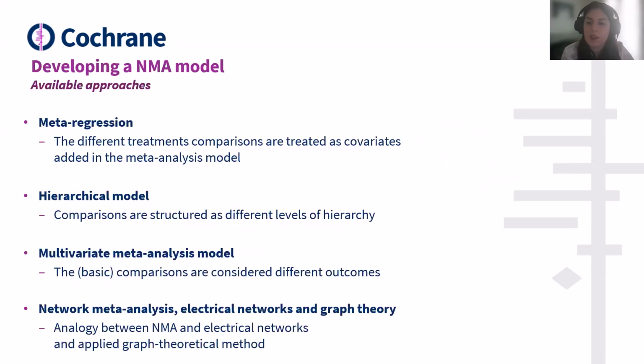The next step is to understand how a network meta-analysis model can be developed. There are different ways to build a network meta-analysis model, including the following. Meta-regression models, where we can treat intervention comparisons as different covariates added in the meta-analysis model. Hierarchical models, where comparisons are structured as different levels of hierarchy. Multivariate meta-analysis, where each intervention comparison can be seen as a separate outcome.